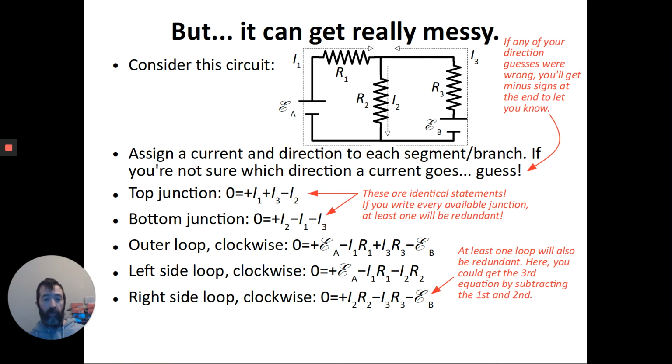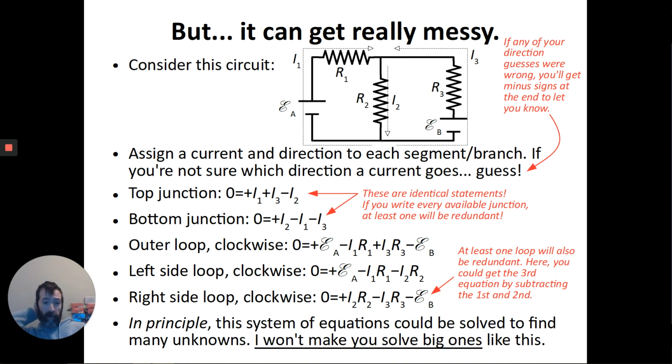In this case, where there's only 3 possible loops to choose from, you're just going to need to write 2 of them. But if you had a more complicated circuit with like 5 or 6 loops, in practice, you're probably just going to write all 6 of them and then see what you can do with them once you've got them. So, as I said, in principle, once you have this system of equations, you could use some algebraic technique to combine them all and solve for whatever the unknown quantities are. Some of these numbers would have to be given to you.